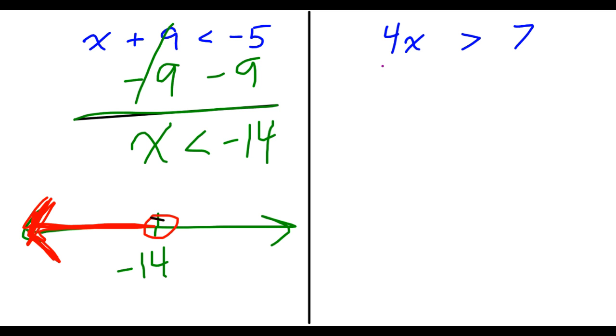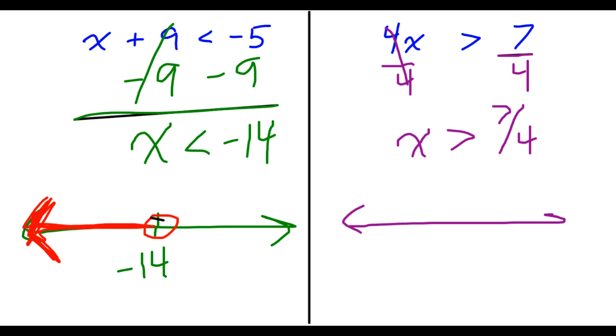And then for our second one here, we divide by 4. And then on the left-hand side, we get x. On the right-hand side, we get 7/4. We can just leave it like that. That's also 1.75, but we can just leave it there. Then on our number line, 7/4 is our point where our number line switches. It's an open circle because it's not or equal to, and then the arrow is going to the right.